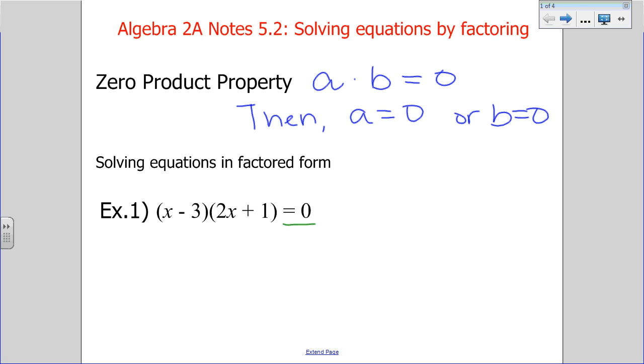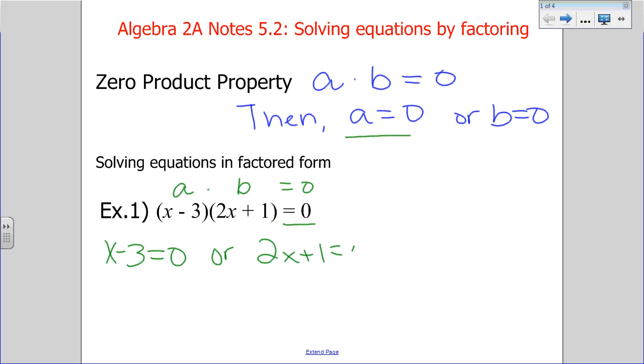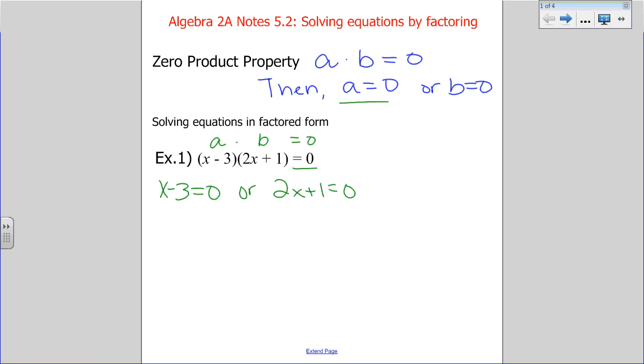So what we have here is we have A times B. If I have A times B is equal to 0, then I know either that A is equal to 0, so x minus 3 is equal to 0, or 2x plus 1 equals 0. And because these are quadratics, what we're going to find is there are now two solutions. That's what happens when we move from linear to quadratic. The number of solutions is going to increase.